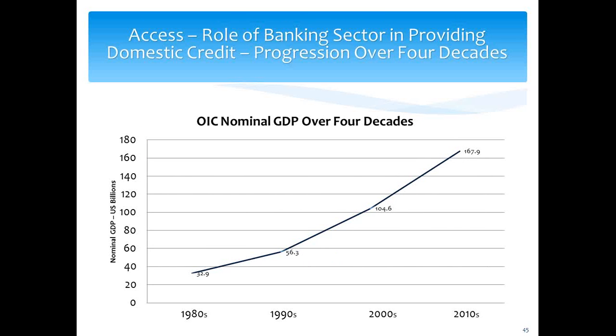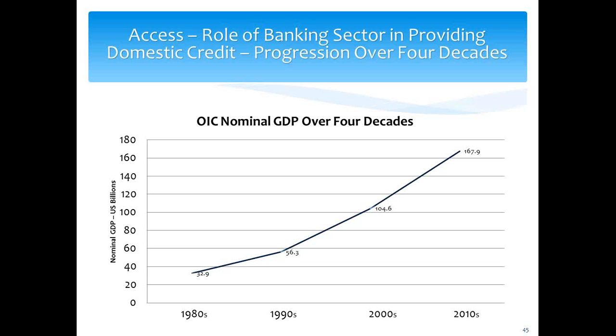Next, I took to analyzing another perspective. I've looked at the nominal GDP for just OIC countries over the last 4 decades. We observed that OIC's nominal GDP as a whole has grown almost 400%. And that leads us to say, hey, you know what, that's amazing.